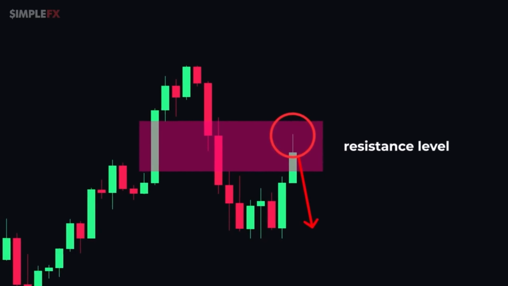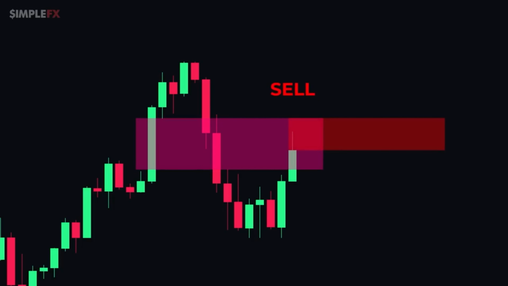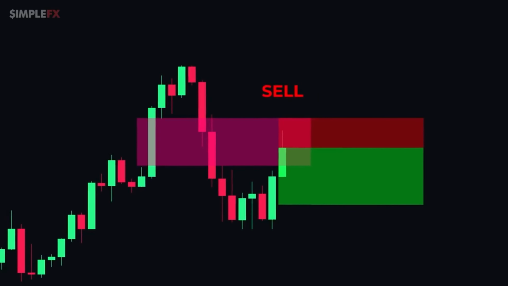Take a position opposite to the original direction of the fair value gap. If it was a bullish fair value gap, open a short position. Now manage your risk by placing your stop loss just above the fair value gap and aim for a take profit level at twice the distance of your stop loss.